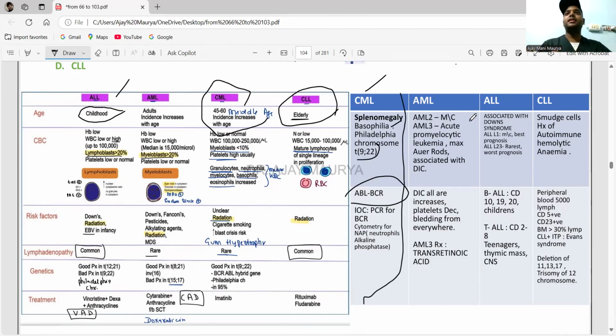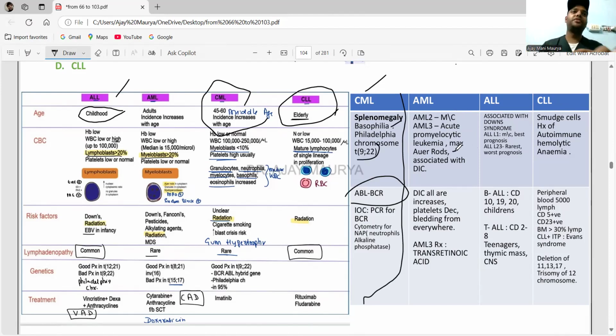From the AML, they will ask you what type of AML is most common. It is AML type 2. They will also ask which type of AML has DIC. It is AML type 3, also called acute promyelocytic leukemia. We will see the maximum Auer rods.